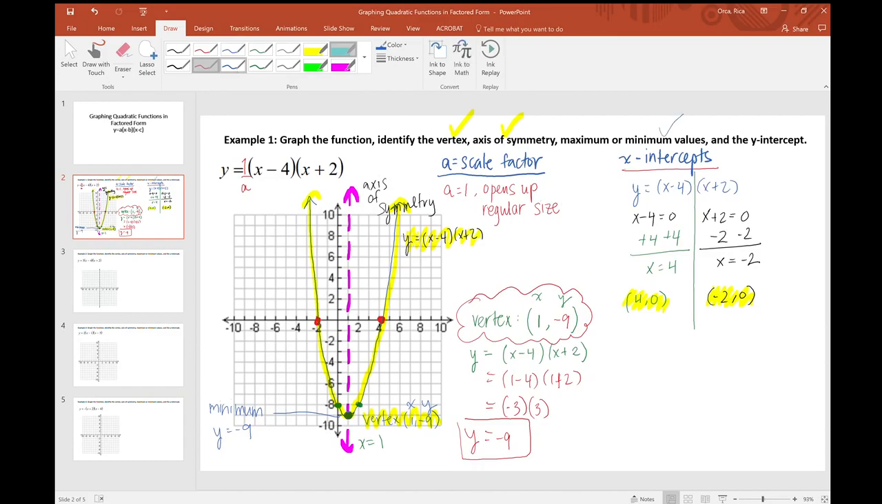And in regards to our y-intercept, that's going to be where the graph crosses the y-axis. And the graph crosses the y-axis at -8. The y-intercept is at -8.